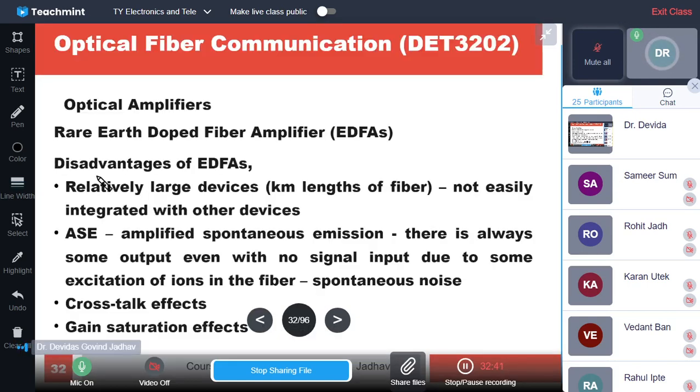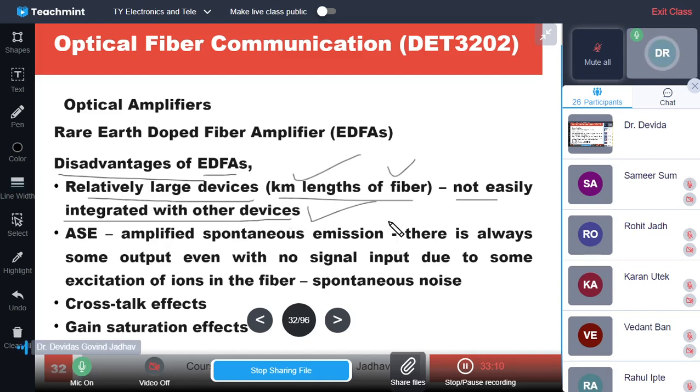But there are one or two, three disadvantages of EDFA. It is a relatively large device, that is, a kilometer length of fiber is required. As we have seen, it is not a device, it is a fiber of say a few kilometers, 1 kilometer or so. A kilometer length of fiber is required, so it is relatively large, and not easily integrated with other devices.